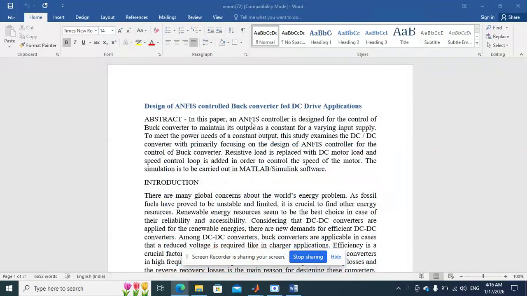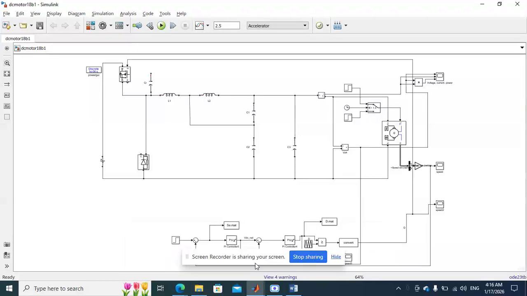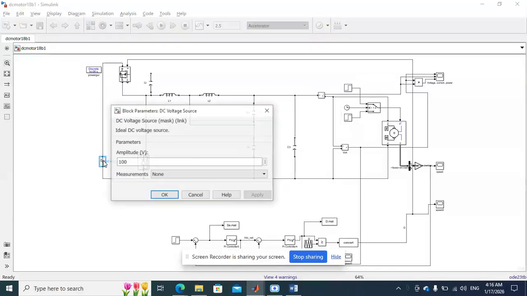In this video we are seeing a buck converter for DC motor speed control with the help of an ANFIS controller. This is the buck converter. The output of the buck converter is provided to the DC motor, of the rating of 180 watts. The input is 100 volt, and the output will be 48 volt.